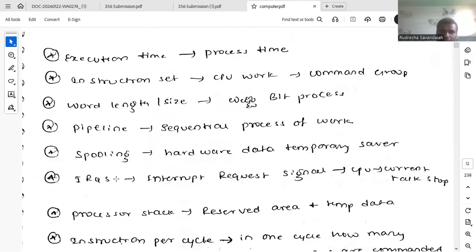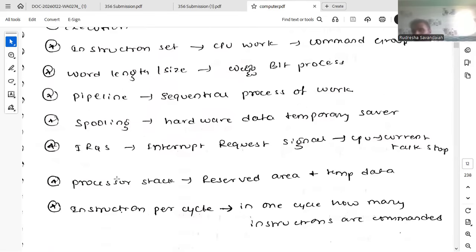Next, IRQs. IRQ means interrupt request signal. The CPU's current task stops. Current task stop. Processor stop. What is meant by processor task? Reserved area temporary data. That is what we call processor stop.